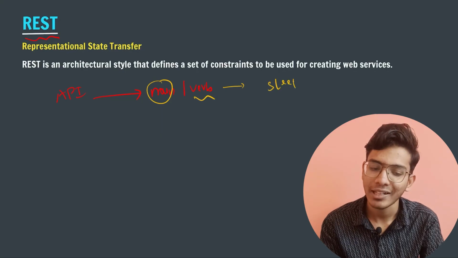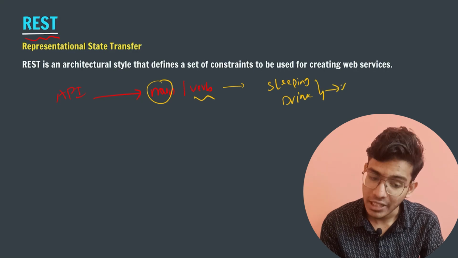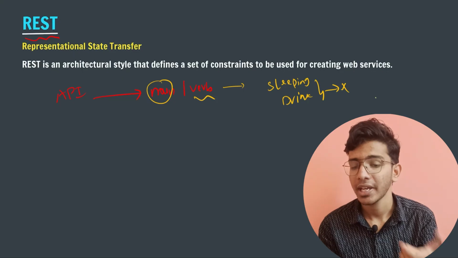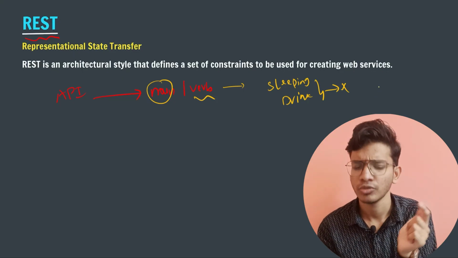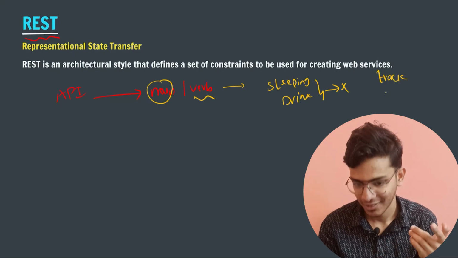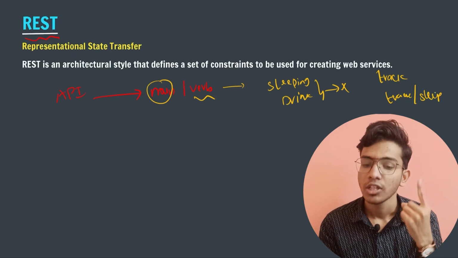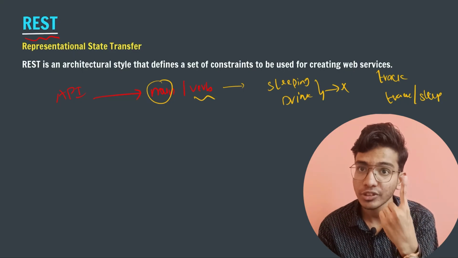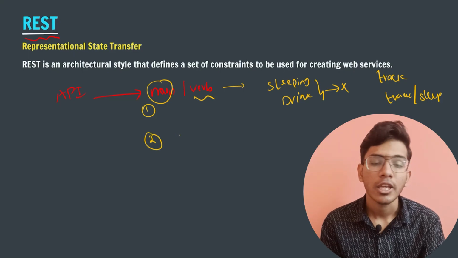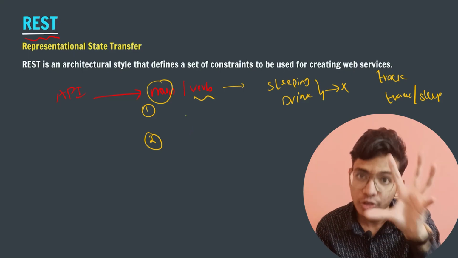You should never ever create an API called sleeping or drinking. You should never ever create that. Instead, you should create APIs with nouns, like tracking or track sleep, track/sleep. Like this, you should always use nouns in the place of verbs. This is the first rule.